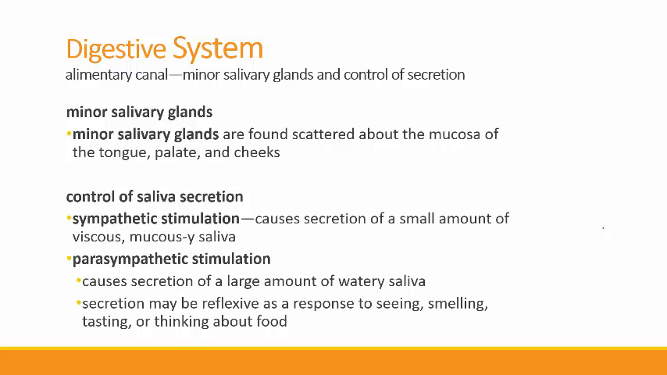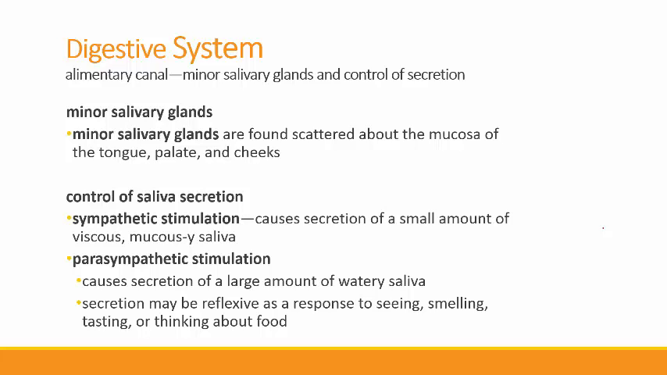So how do we control salivary secretion? Well, with sympathetic stimulation, we get a little bit of very viscous, mucusy kind of saliva. So sympathetic, remember that's fight or flight. We're not going to get a lot of watery, thin secretion to make the mouth real moist. Instead, it's a very dry mouth when the mouth receives sympathetic stimulation.